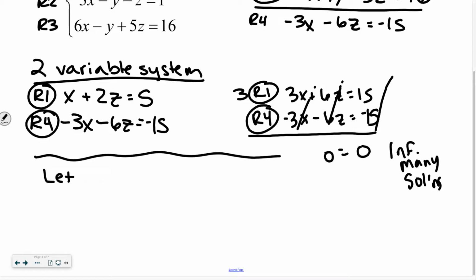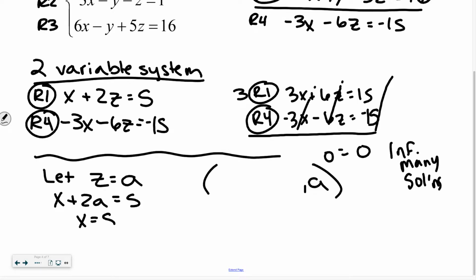Now, you could let X equal A, but I'll say this. If I'm thinking ahead in the problem, because if I let Z equal A, what's really easy to solve for now? X. There's just a 1x. All I have to do is sub A in and then move that to the other side. Bam, I got my X value. If I put A in for X, then I still have to divide by 2. So we're going to let Z equal A. That means the last value is A. And we're going to say X plus 2A equals 5. Therefore, X equals 5 minus 2A.